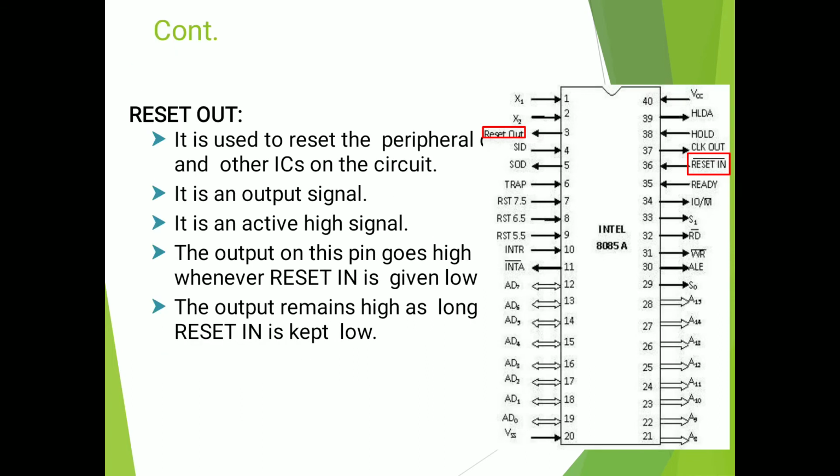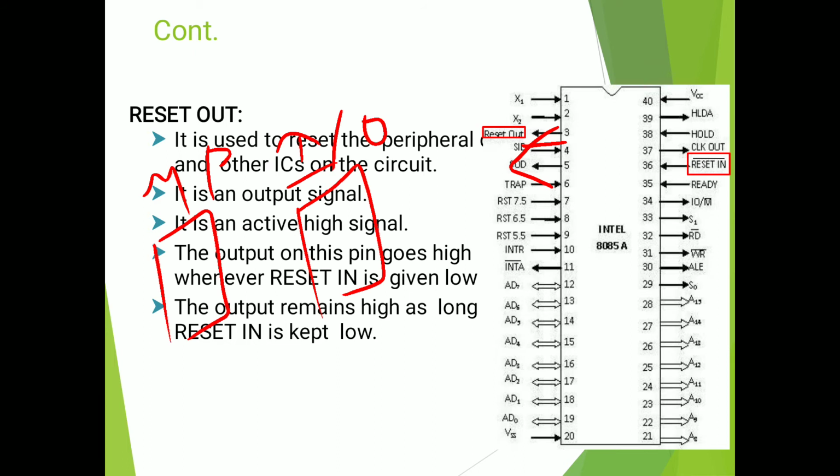Now reset out. It is used to reset the peripherals and the other ICs on the circuit. It is an output signal because the arrow is going towards the input output devices. It is an active high signal. The output on this pin goes high when reset in is given low. The output remains high as long as reset in is kept low.